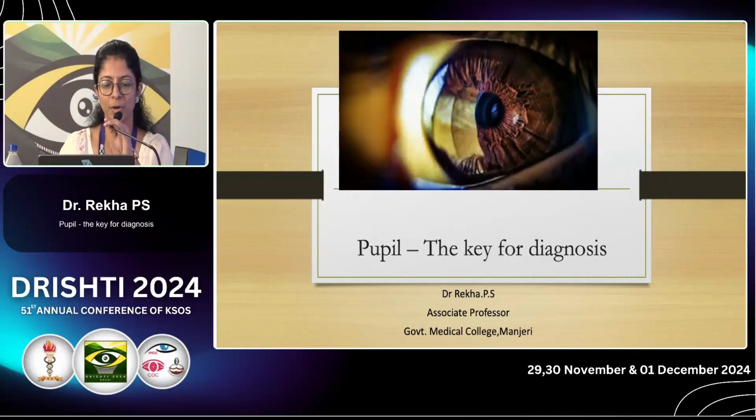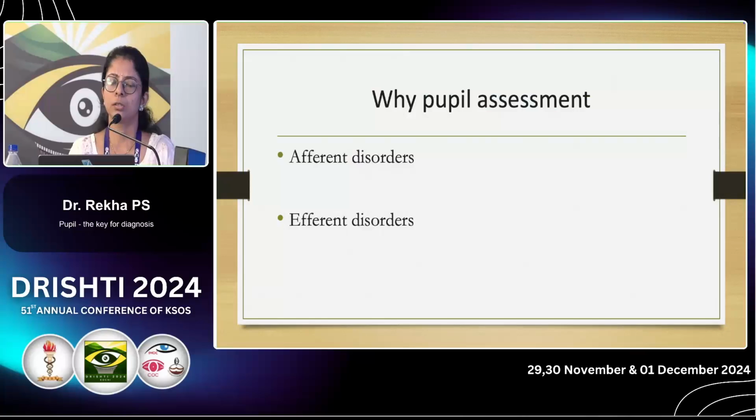Good afternoon all. I'll be talking about pupil, the key for diagnosis. Sudden loss of vision can occur due to various reasons, and proper examination of the pupil will help us to clinch the diagnosis. Why is pupil assessment important? It is important to detect both the afferent as well as the efferent disorders. Afferent disorders are mostly due to optic nerve pathology, and efferent disorders can also present as sudden loss of near vision.